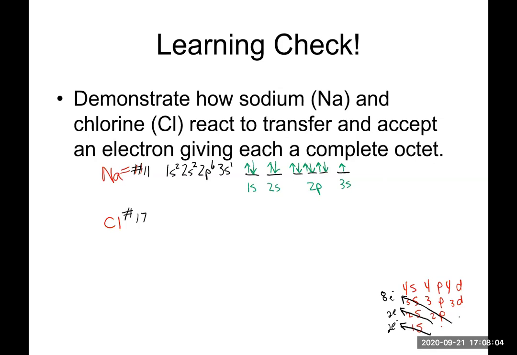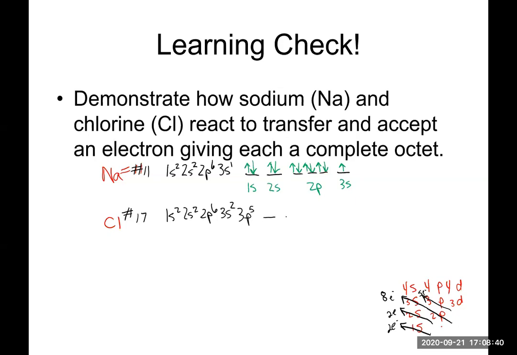So we go to the next one, which is 3p. And we could get 6, but we don't need 6. We just need the 5 more electrons. So again, that's 1s2, 2s2, 2p6, 3s2, and 3p5. So it's 2, 4, 10, 12, 17.